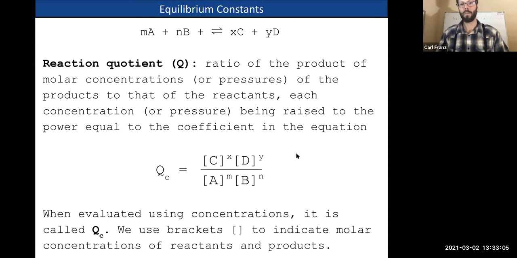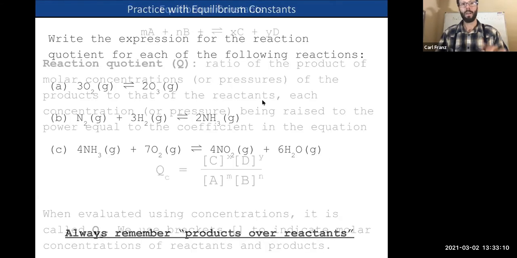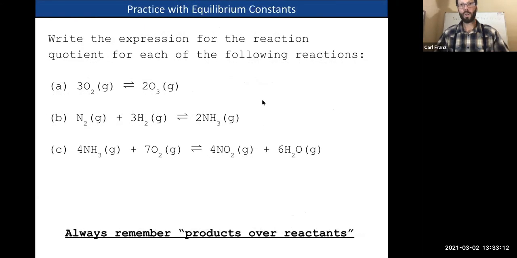Next slide. There we go. So let's try it, okay? You guys have already had some practice. So what I want you to do is work on A, B, and C, and then we'll go over them, okay? Remember, products over reactants. I'll give you a brief period to do that.